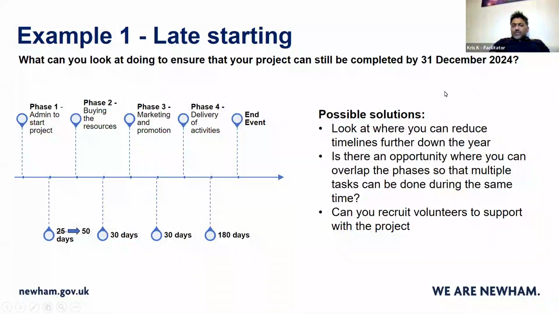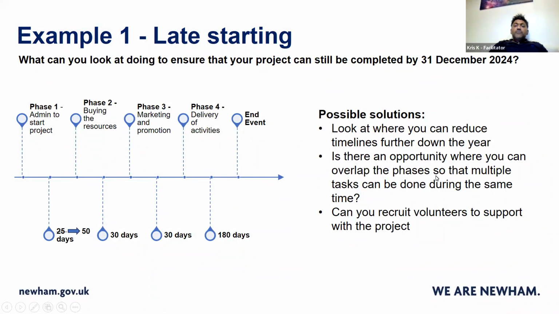So obviously there's a 25-day delay on your first phase. So you're starting off 25 days late. Some of the possible solutions: you can look at where you can reduce your timelines further down the year. You've got these phases, 30 days, 180 days. Is there any way that you can shorten those?